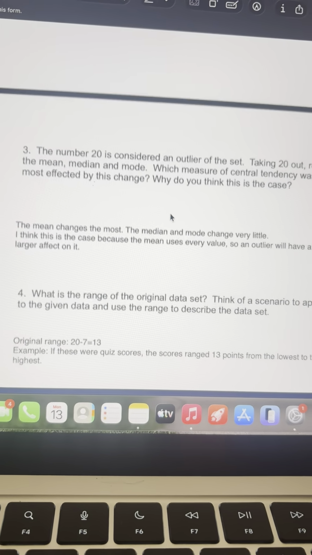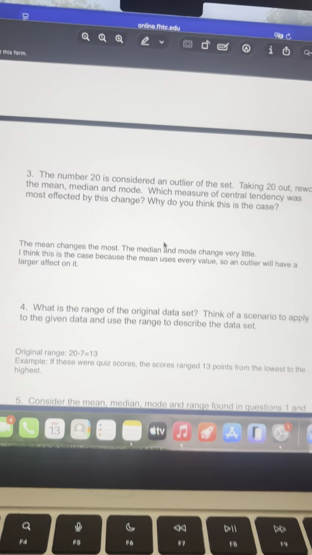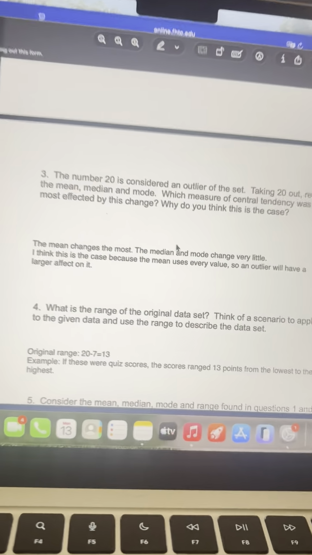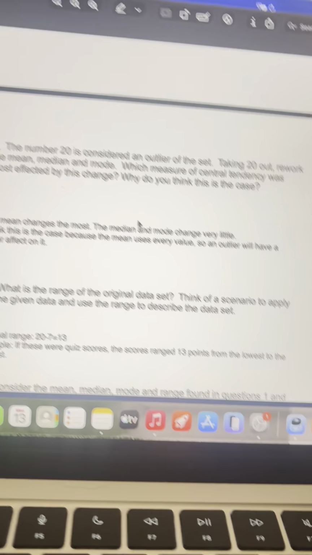Number 3, the number 20 is considered an outlier. So I think the mean changes the most in this situation, and I think the median and the mode change very little. And I think this is the case because the mean uses every value, so the outlier had a larger effect on it.